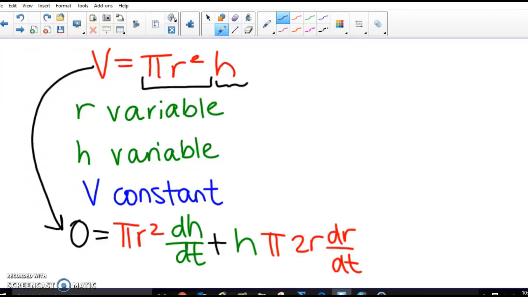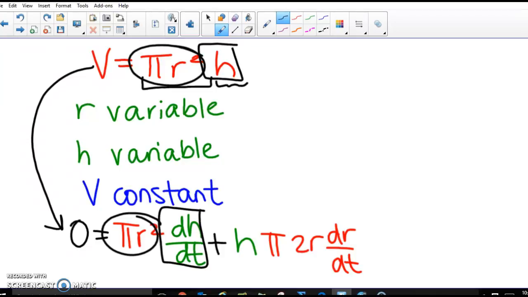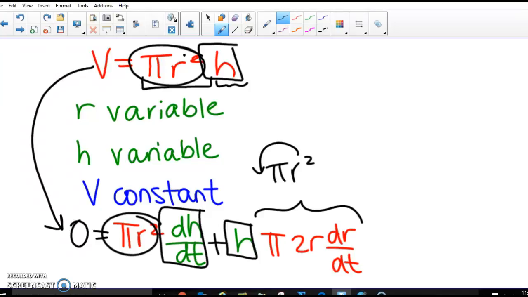Since it was the product rule, I took this aspect and I wrote it, and then I took h's derivative, that's dh/dt, and then the product rule would say, all right, we'll now do the same thing where you have h and pi r squared's derivative. The derivative of pi r squared would be to bring down the 2, so 2 pi r, and then don't forget the chain rule would say, well, you also need the derivative of r. Well, that's going to be dr/dt.